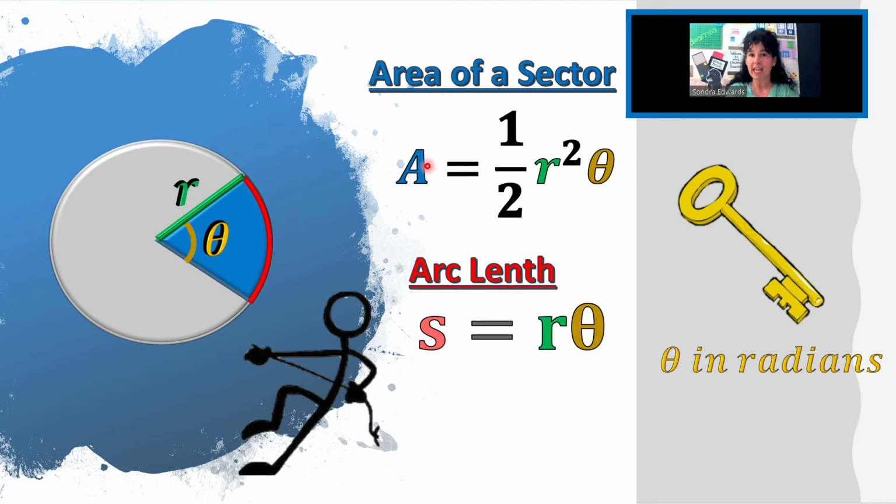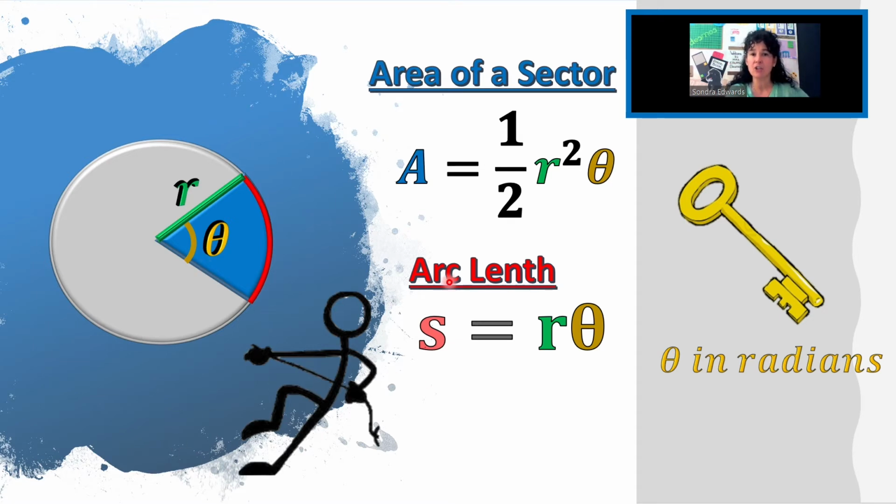So capital A here represents the area of the sector. Looking here at my diagram, that blue shaded region, that pie slice, that is the sector. So A stands for the area of that pie slice. R, of course, stands for radius, and then theta represents the angle measure that forms that sector.